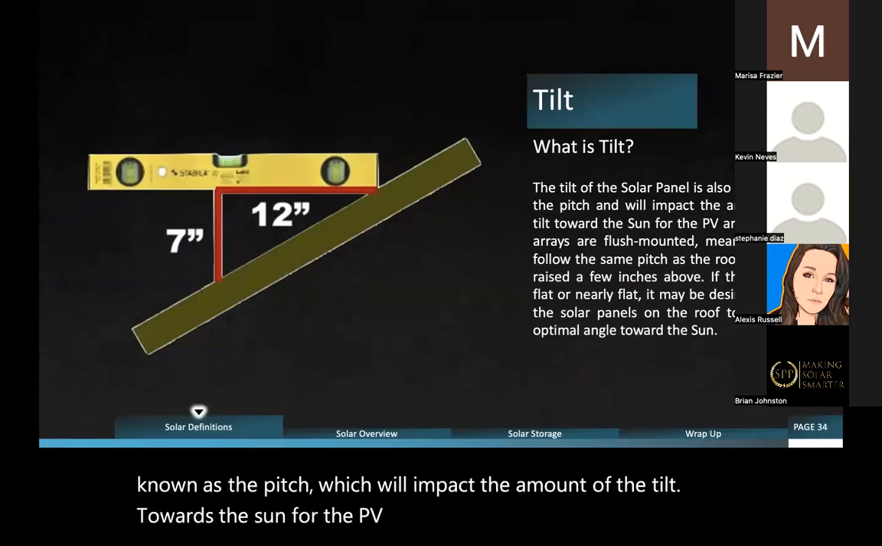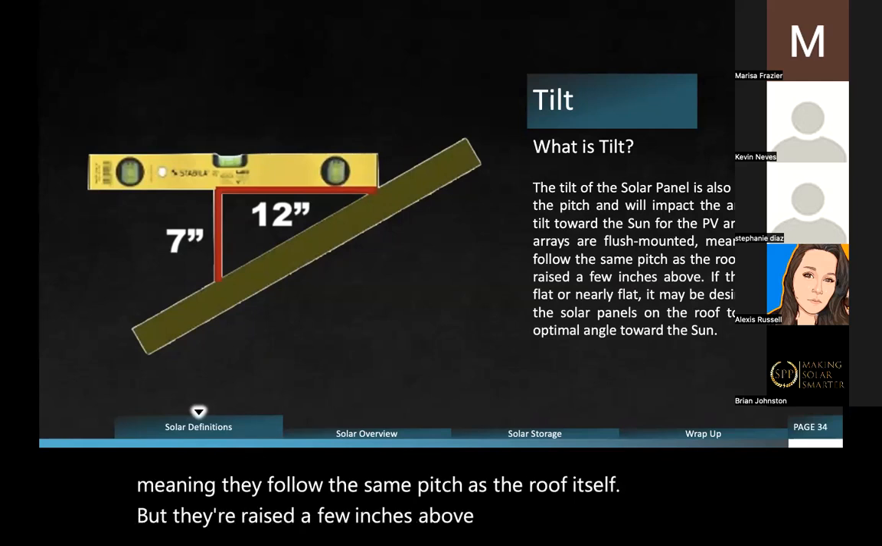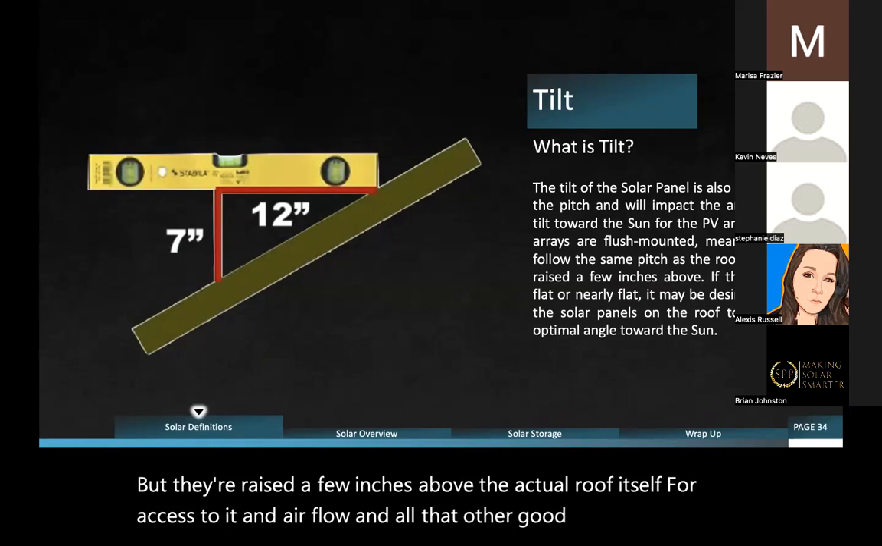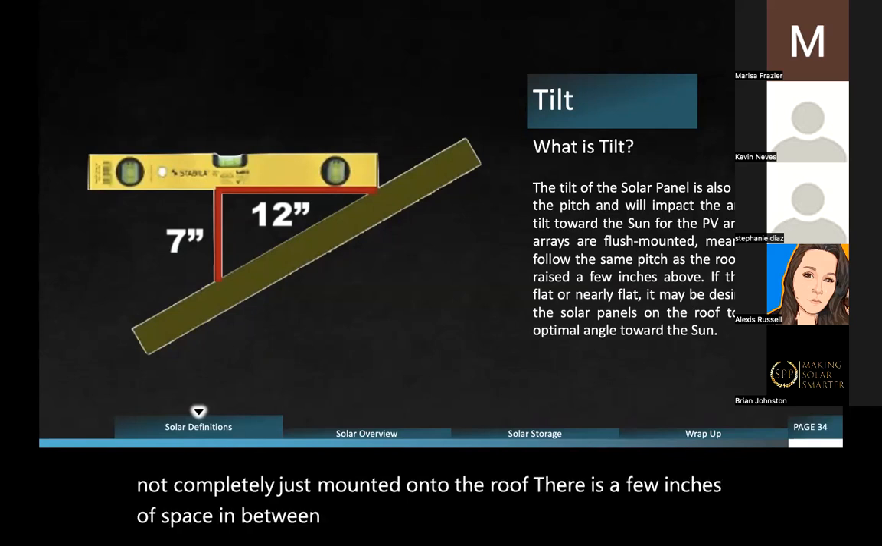Most arrays are flush mounted, meaning they follow the same pitch as the roof itself. But they're raised a few inches above the actual roof for access and airflow and all that other good stuff. So they're not completely just mounted onto the roof. There is a few inches of space in between, but they follow the same angle as the roof itself, or the slope.